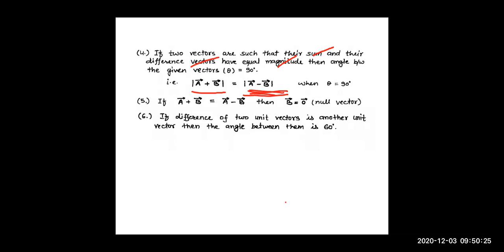If the value of theta is 90, then children, you can see that their magnitudes will come out to be the same. The fifth one explains the null vector. We have already done null vectors: if a plus b is equal to a minus b, then b is a null vector, that is, b is a zero vector. If the difference of two unit vectors is another unit vector, then the angle between them is 60 degrees.